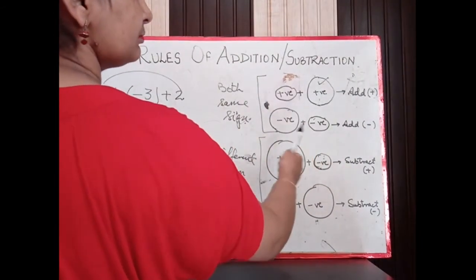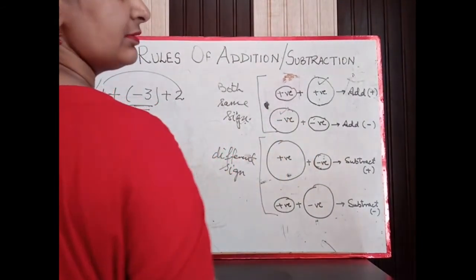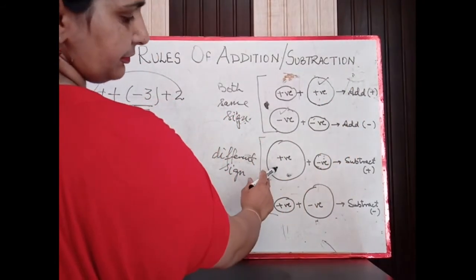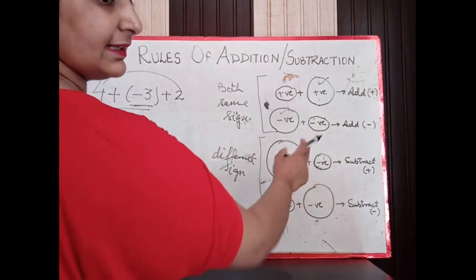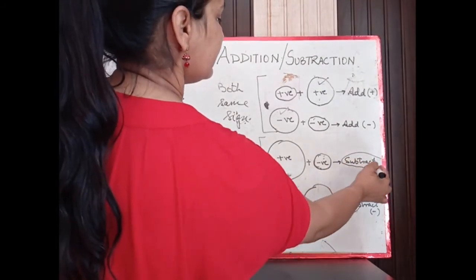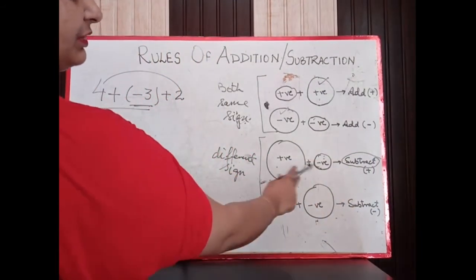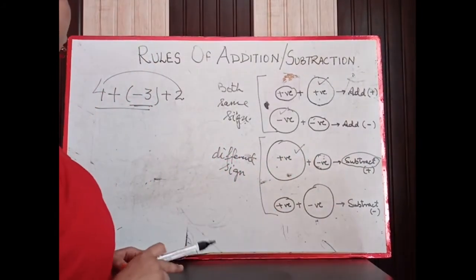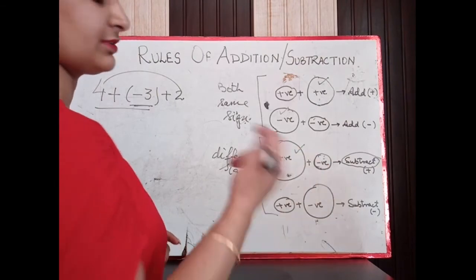Negative, negative, which is greater? Negative is greater. So the result will be negative. Here one is positive, one negative, so we have to subtract. I have written subtract here. Now we will check which one is greater. Positive is greater, so the answer will be with positive sign.